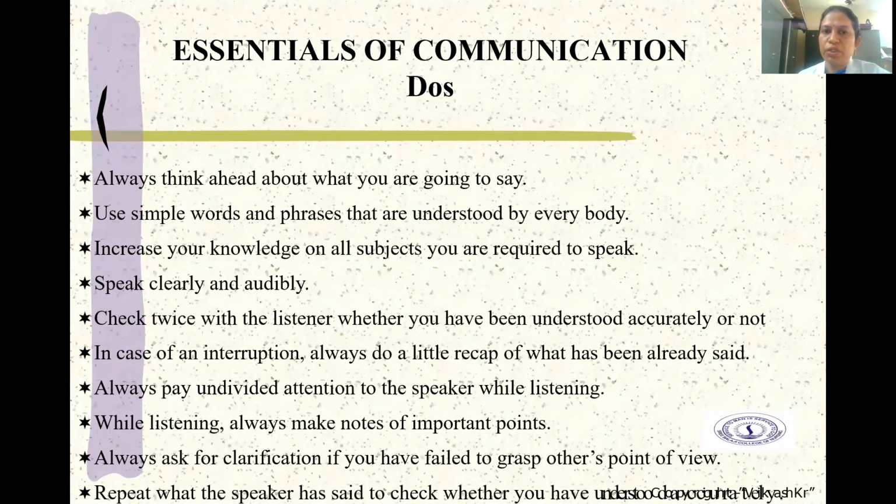Essentials of communication, do's. What are the do's of communication? Always think ahead about what you are going to say, that is planning. Use simple words and phrases that are understood by everybody. Increase your knowledge on all subjects you are required to speak. Speak clearly and audibly. Check twice with the listener whether you have been understood accurately or not. In case of an interruption, always do a little recap of what has already been said.